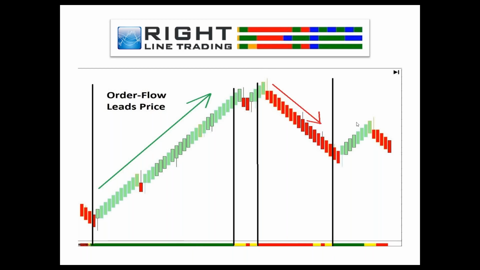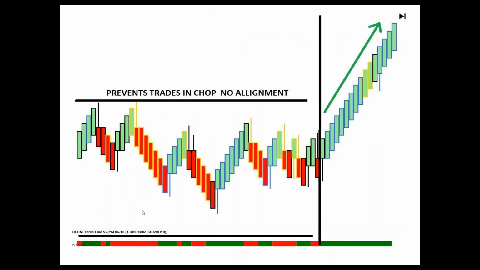Now, this keeps us out of a lot of losers too, because we get some long signals with down order flow, and if we would have taken them, we wind up with a loser. It also helps us define chop. When order flow keeps changing direction, the market's just going to chop around.